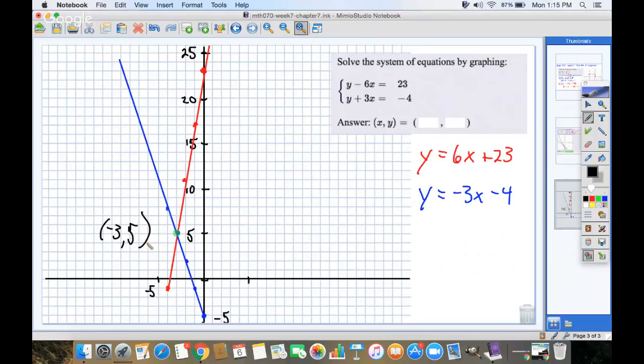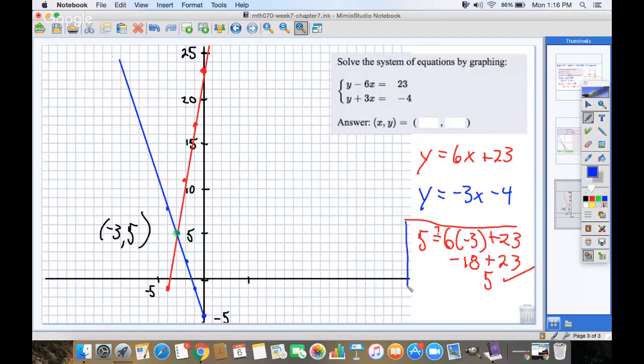So we could have messed up our graph, so we got to double check. Before I write it in my answer spot here, I'm going to plug the x and the y in here and see what happens. So into the red one, if I plug in a -3, I'll get 5 equals, hopefully, 6 times -3 plus 23. 6 times -3 is -18 plus 23, which is 23 minus 18, or 5, which matches the other side. Check.